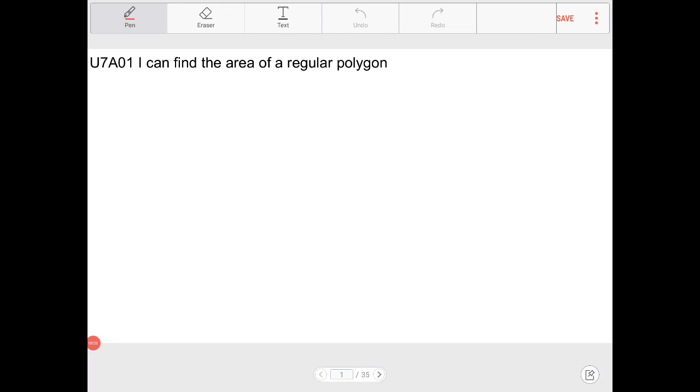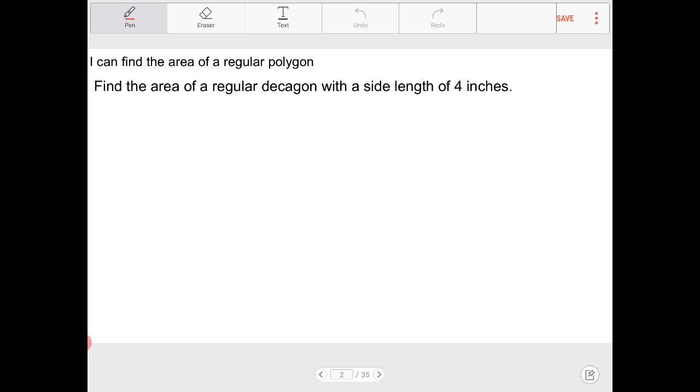By the end of the lesson, you should be able to say, I can find the area of a regular polygon. So to approach this, we're actually going to just jump right in and try to find the area of a polygon. In particular, we're going to start by finding the area of a regular decagon with a side length of 4 inches. So what exactly is a decagon? A decagon is a polygon with 10 sides.